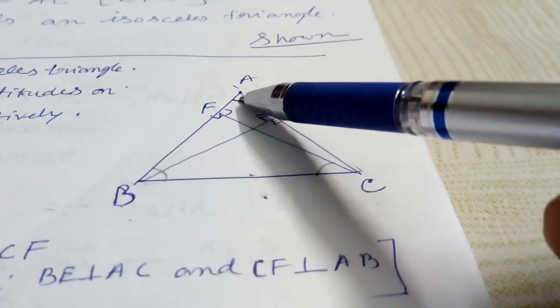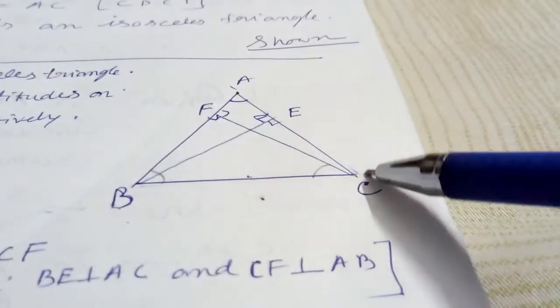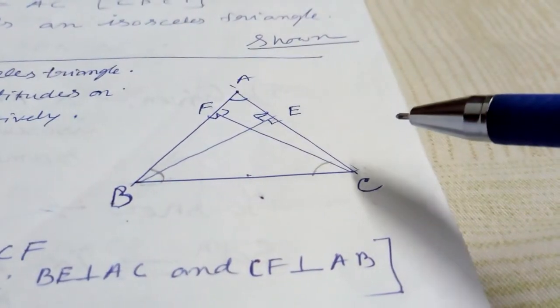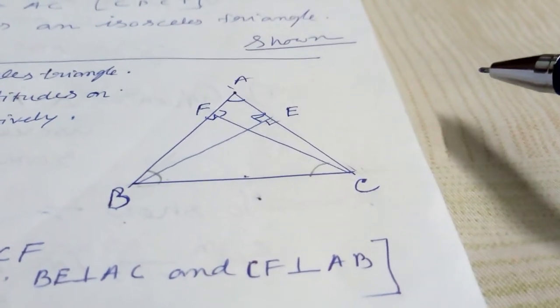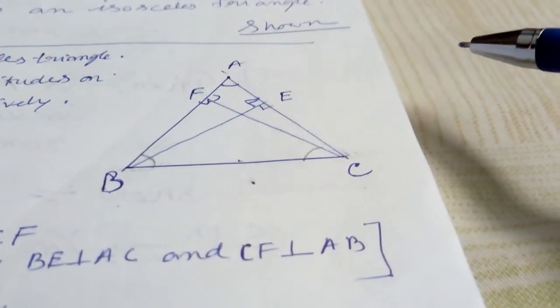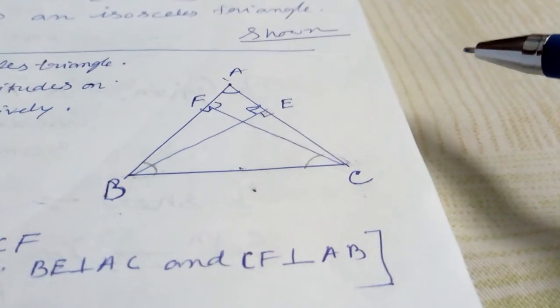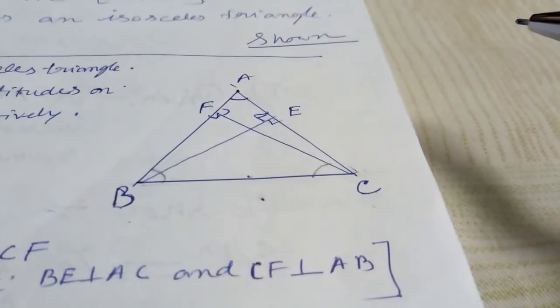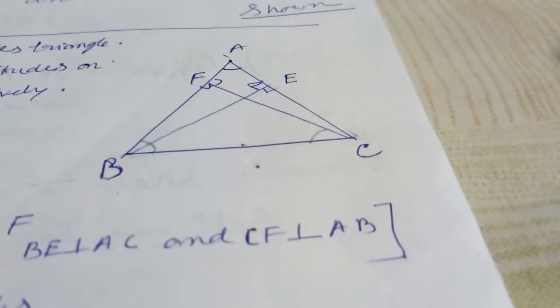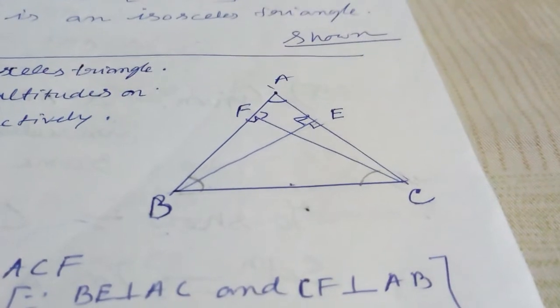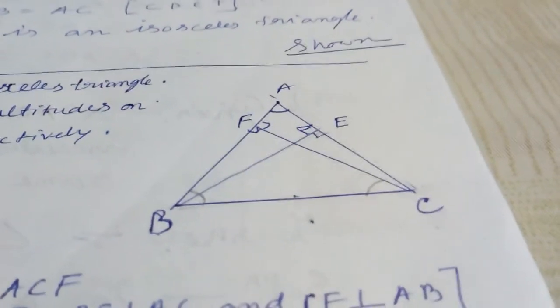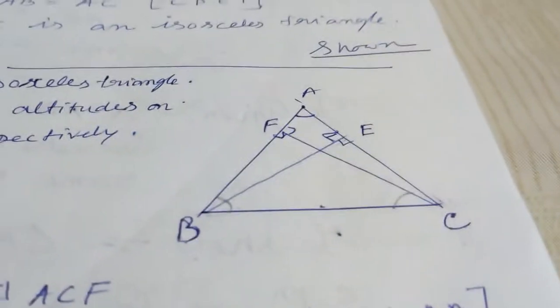So by angle side, AB and AC are equal, angle A is common, angle E is equal to angle F. So by angle side, these two triangles are congruent. By CPCT, we can prove that BE is equal to CF. Number 4 sums you do by yourself, and by the same process you do. Now I will explain number 5.